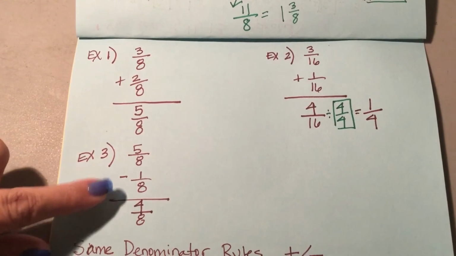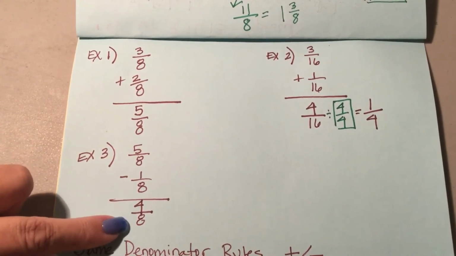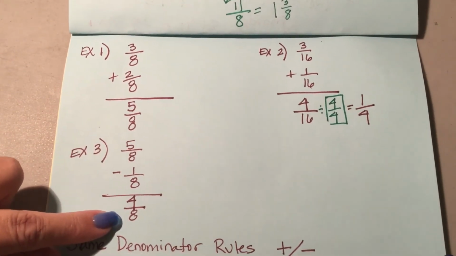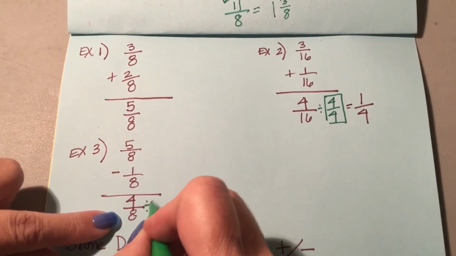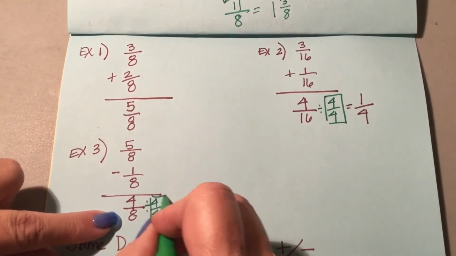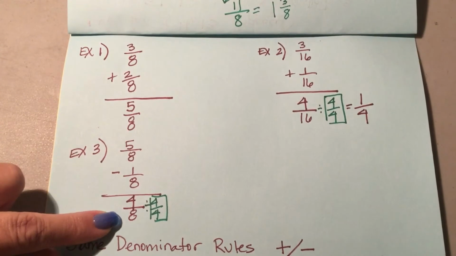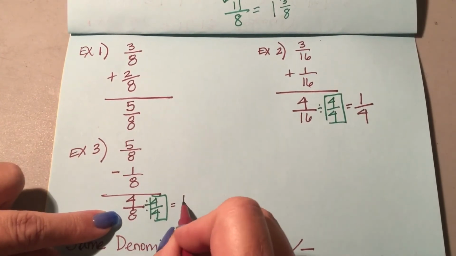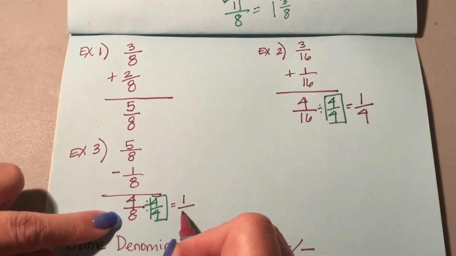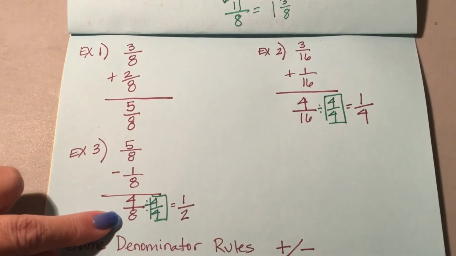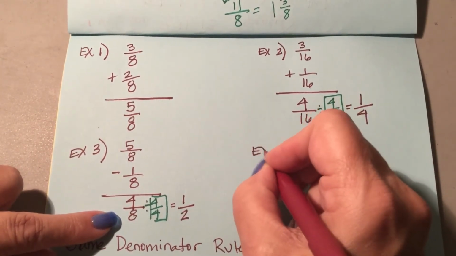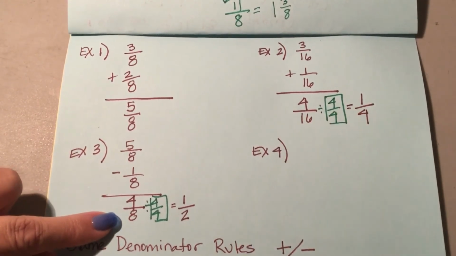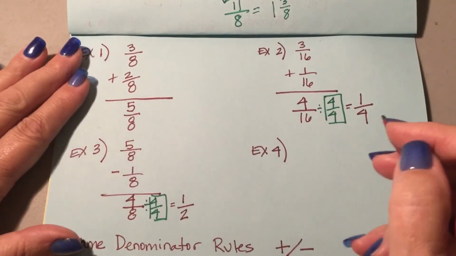And once again, these are both even, so we know that 2 can go into both numbers, but we also know 4 can as well. So we're going to use our fraction of 1, 4 over 4, and we're going to put it in here. 4 divided by 4 is 1, and 8 divided by 4 is 2. Okay? And we're going to do one more example here. One more subtraction example.